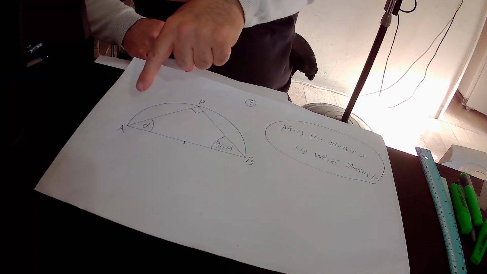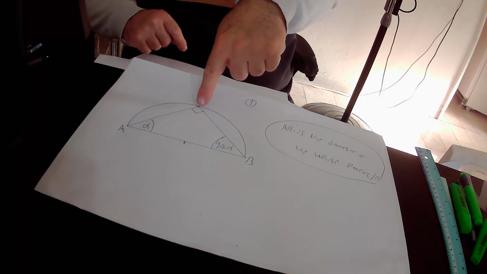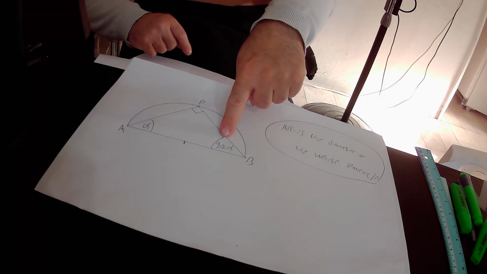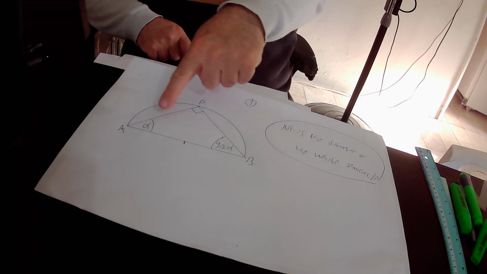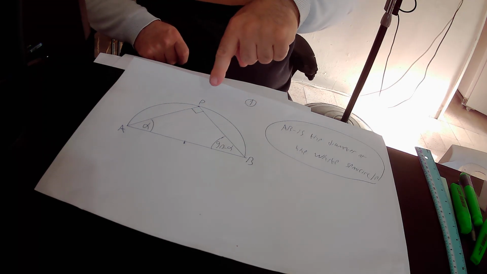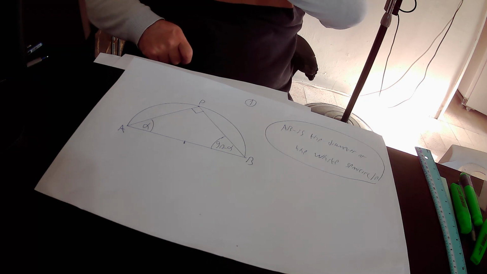So in the right triangle APB, this angle equals alpha, this angle equals 90 degrees. Therefore, this third missing angle must be equal to 90 degrees minus alpha. Why? Because 90 degrees minus alpha plus alpha is 90 degrees, and 90 degrees plus 90 degrees is equal to 180 degrees. That is the sum of the angles in any triangle.